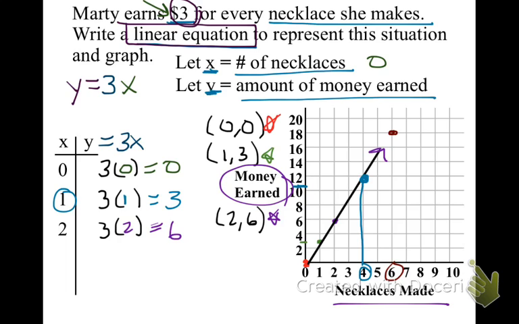Now my question to you is, why is it that I have no negative values? Why do you think there's no negative values? Can you make negative amount of necklaces? No. So that's why there are no negative values.